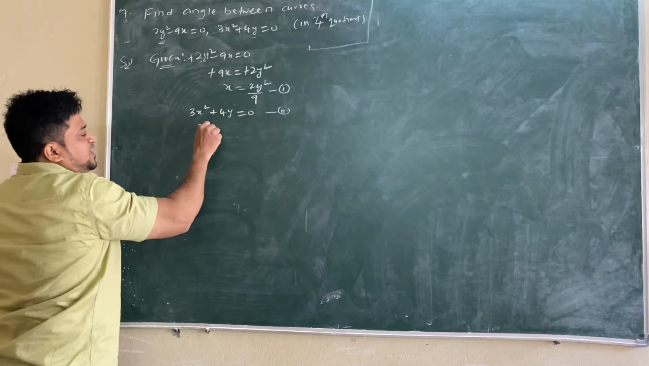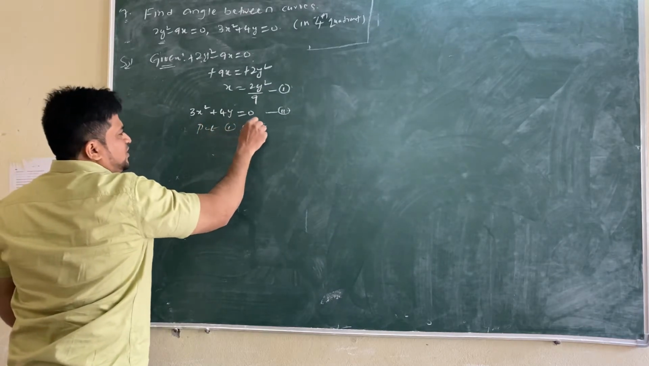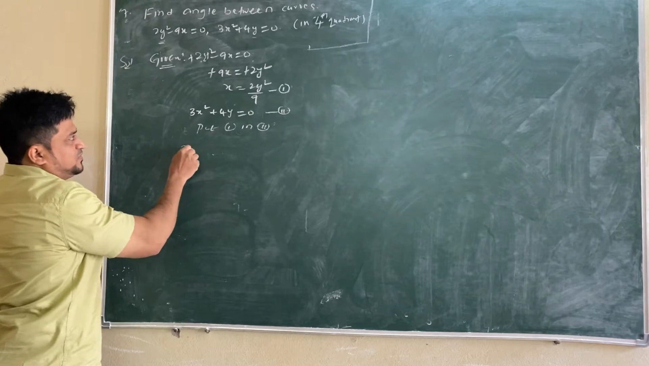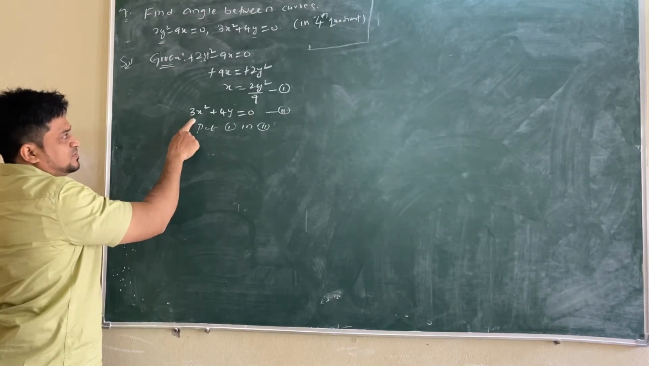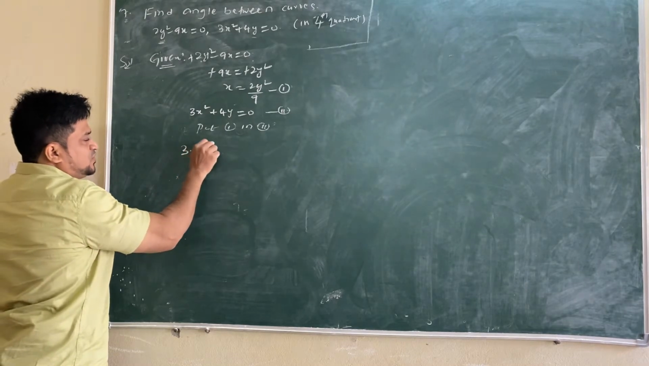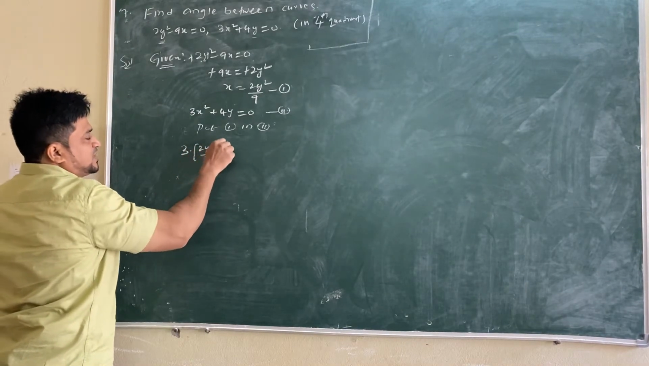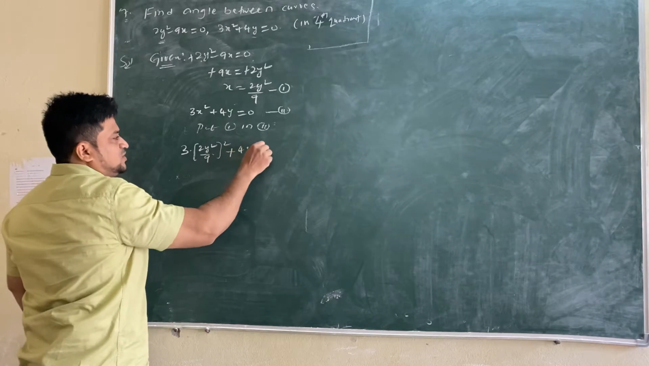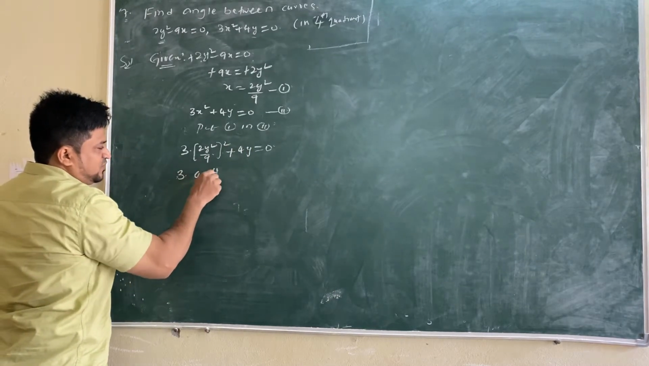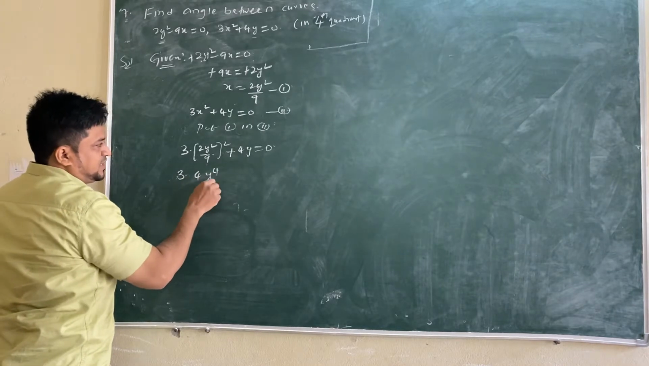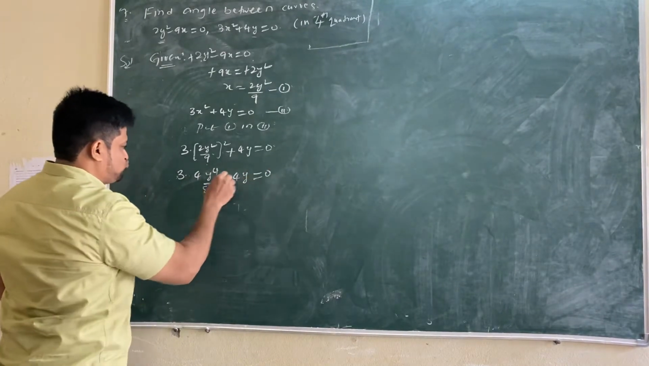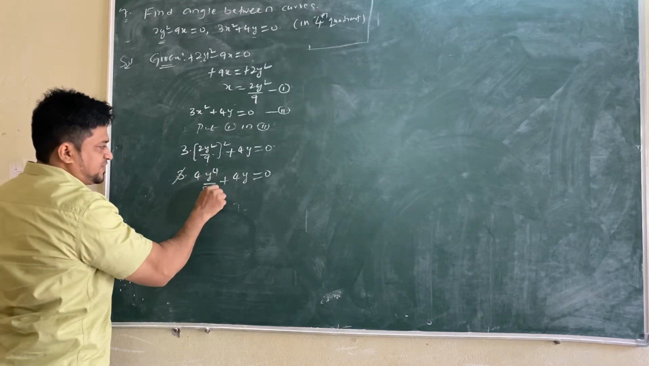Put 1 in 2, either 2 in 1 or 1 in 2. Why I am taking 1 into 2, I will show that one. 3 into 2y square by 9, whole square, so x square is 4y power 4 by 81, plus 4y equals to 0. Here we have 3 into 4y power 4 by 81 plus 4y equals to 0. 3 into 27 times 81.